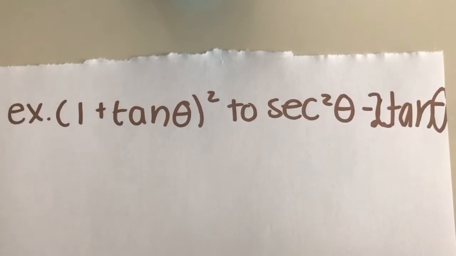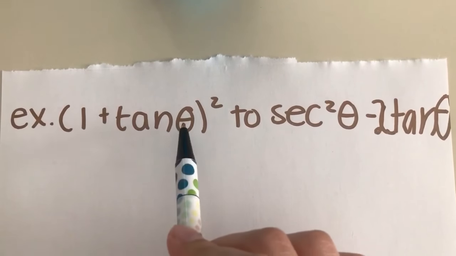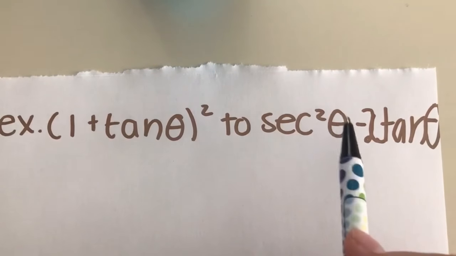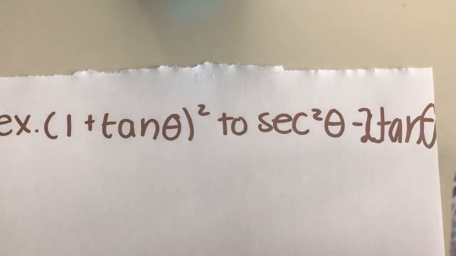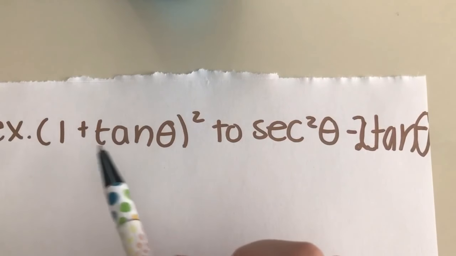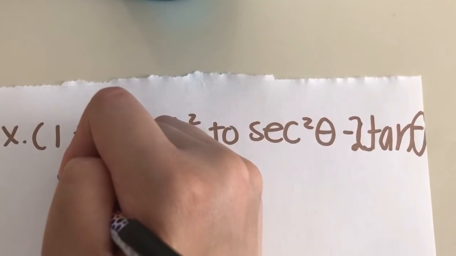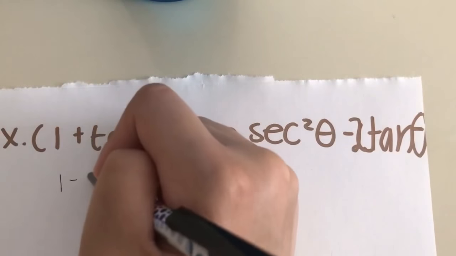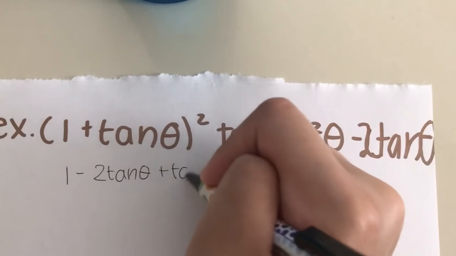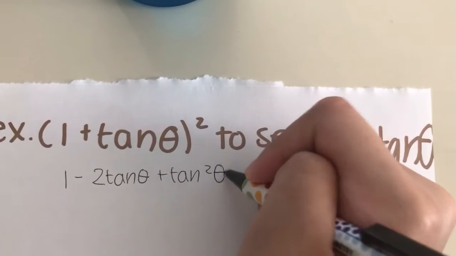For our last example, we have 1 plus tan of theta, all of this squared, and we want to transform it to secant squared of theta minus 2 tan of theta. What we want to do first is multiply this out. So we would end up with 1 plus 2 tan of theta plus tan squared of theta.